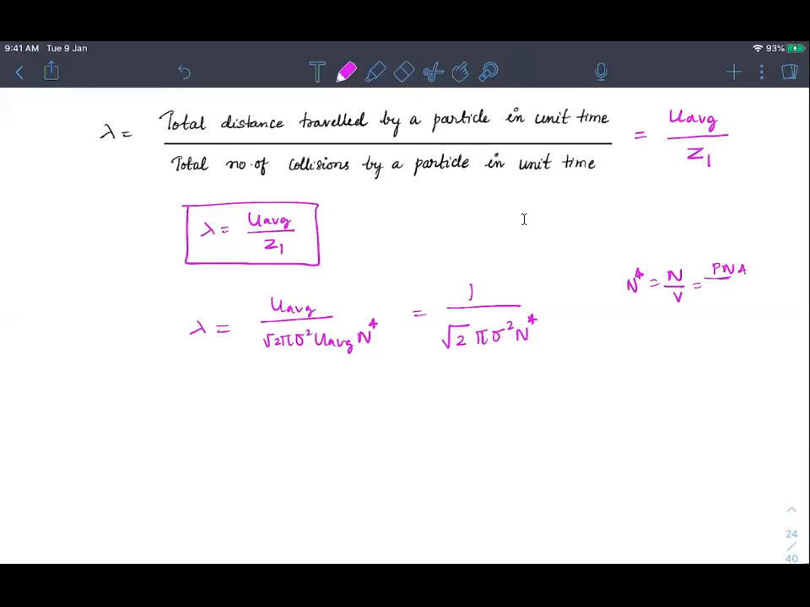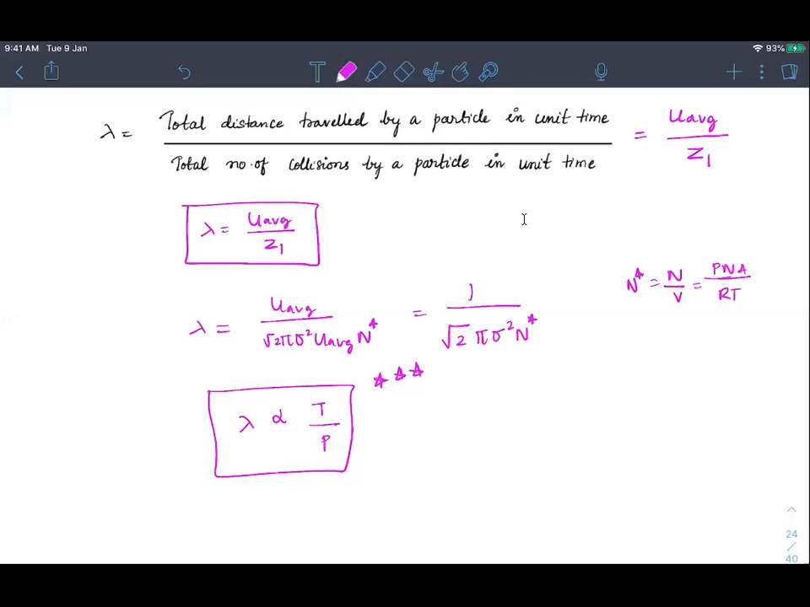pNA by RT. So if I write this as pNA by RT here, lambda would be proportional to, because U average is not dependent, it is only dependent on this n star, and n star is down here, so pressure will be down, temperature will be up here. So therefore it will be proportional to temperature by pressure. Very, very important.